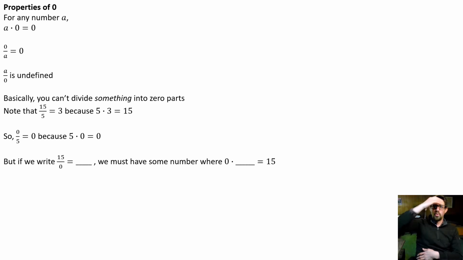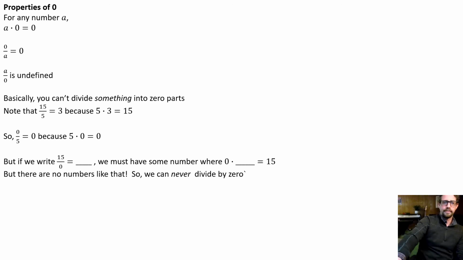It's really the one thing in mathematics, and no matter how high up you go, there's no way around it. You just can't get around the fact that you can never divide by 0. There just are no numbers like that. It just doesn't compute. Try it on your calculator, you'll get an error. So from now on, we have to avoid that in mathematics forever.